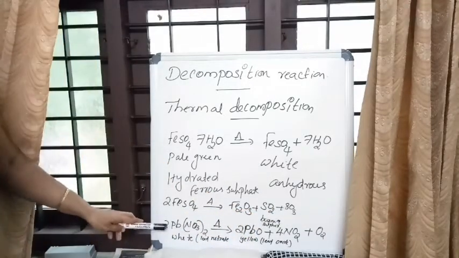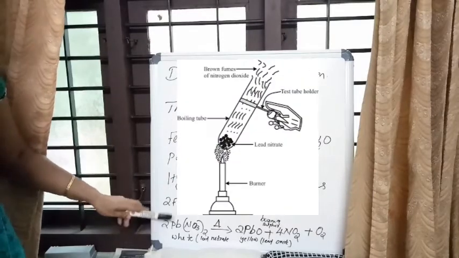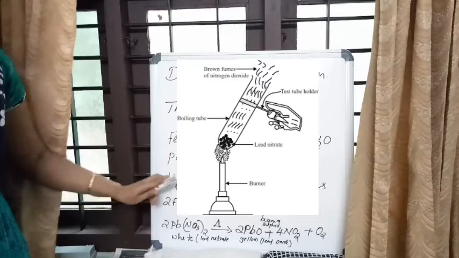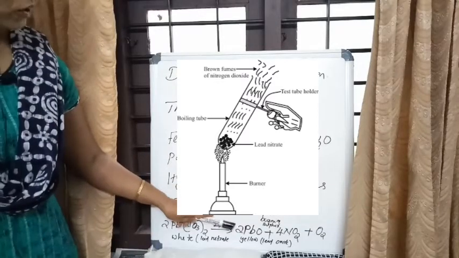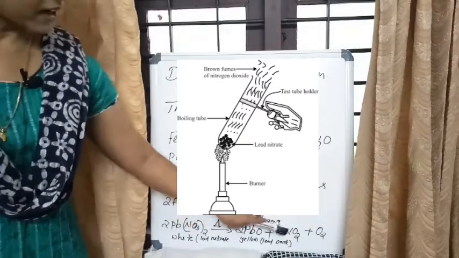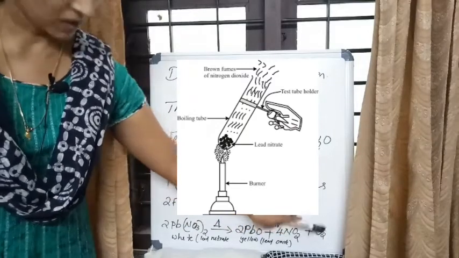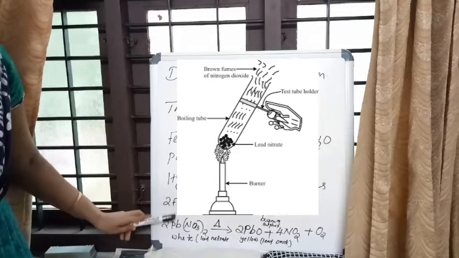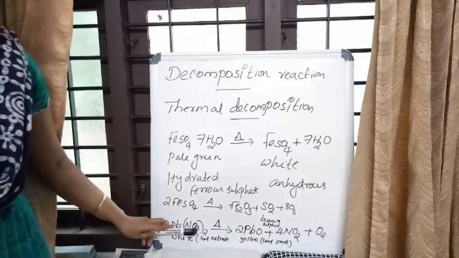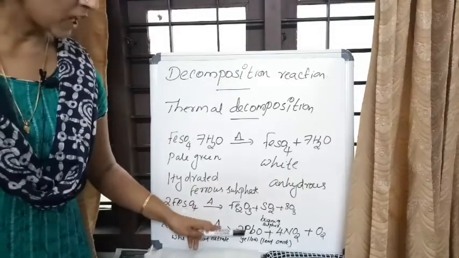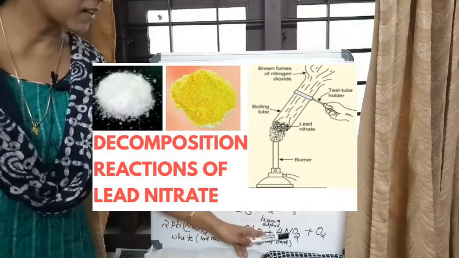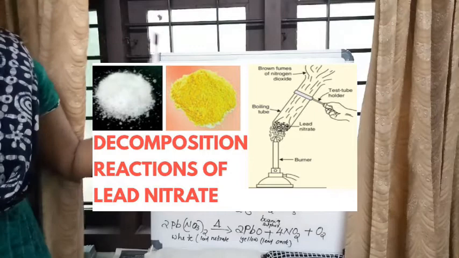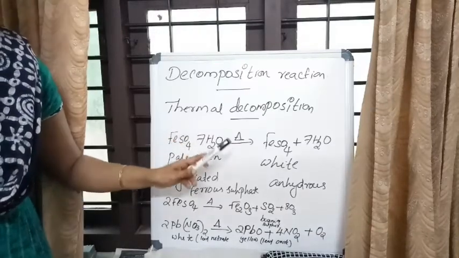And here is another example for the thermal decomposition of lead nitrate. Lead nitrate on thermal decomposition splits up to form lead oxide, nitrogen dioxide and oxygen. Okay, and this is also a color reaction. During the thermal decomposition, white lead nitrate breaks down to form yellow lead oxide, nitrogen dioxide and oxygen. Okay, so thermal decomposition is a reaction in which there is an absorption of heat energy.